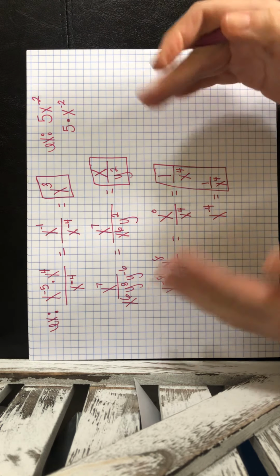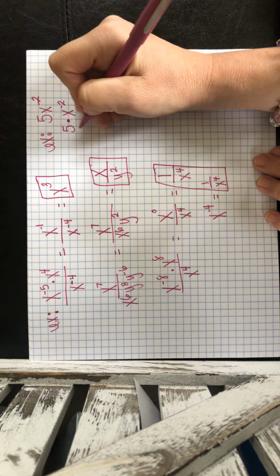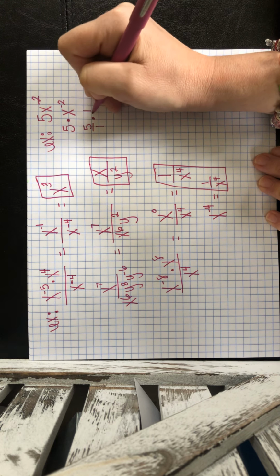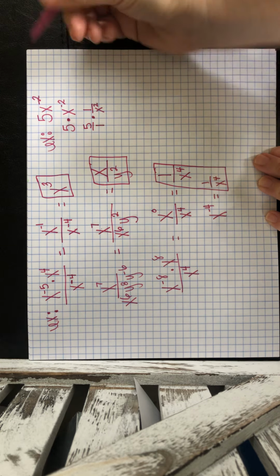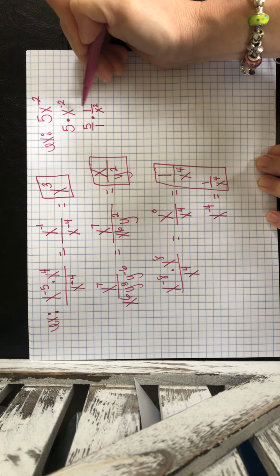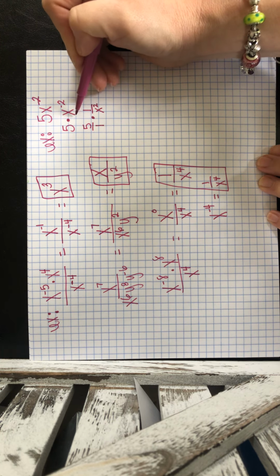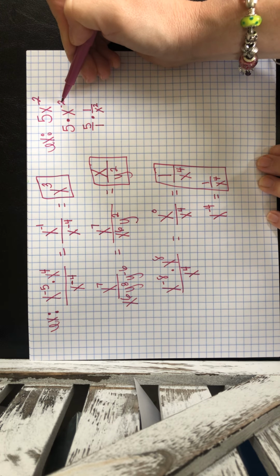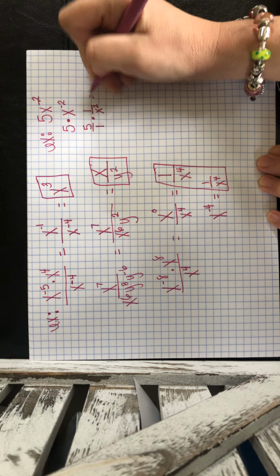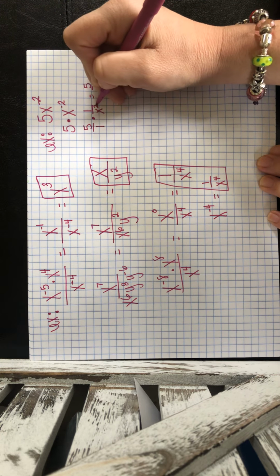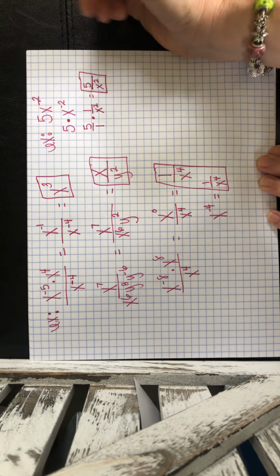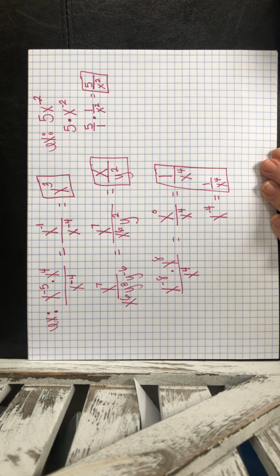So they're separate. So this is the same as doing 5 over 1 times 1 over x to the second. All we did was put this over 1 because it's a whole number. X to the negative second becomes 1 over x to the second because we make it the reciprocal and the exponent positive. Now we multiply straight across. 5 times 1 is 5. 1 times x to the second is x to the second. So that's going to be your final answer, 5 over x to the second.